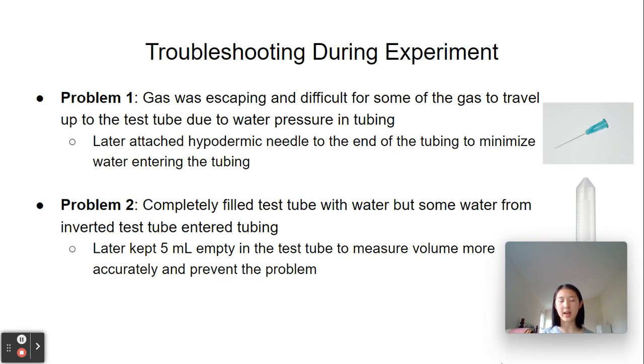Another problem was that when I first filled the test tube completely with water, some of that water went back into the tubing, and to solve this problem, I kept 5 milliliters empty in the test tube. In the future, I'd like to look at all powder versus all fresh ingredients and whether that affects the potency.